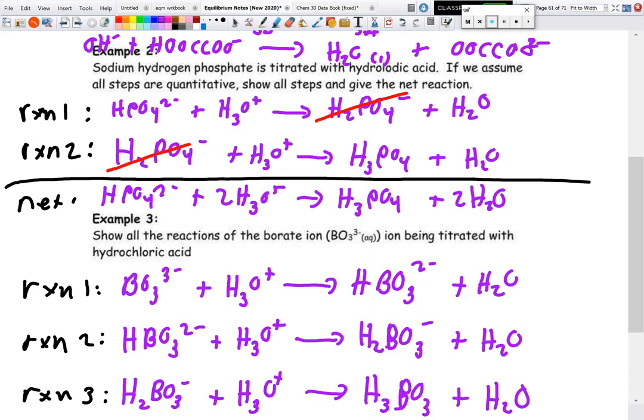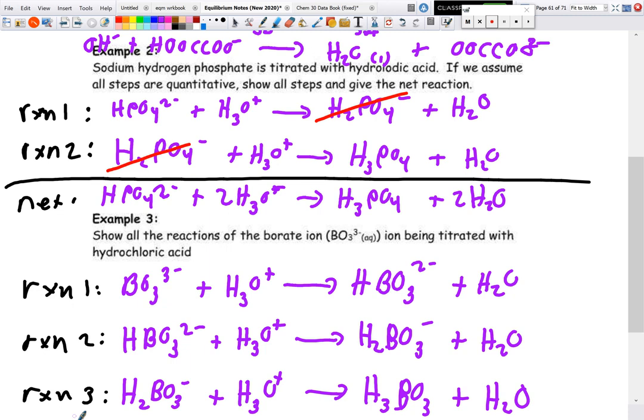And your answers should look something like this. So our sodium hydrogen phosphate, our hydrogen phosphate is a diprotic base, so we have 2 reactions, and of course when we add them together for the net, we'll notice our dihydrogen phosphate cancels out, and we're just left with this as our net reaction. And then for example 3, we have the borate ion, BO3 3-, that 3- indicating that it is triprotic, and we get our subsequent reactions right here. So triprotic, we have 1, 2, 3 reactions.